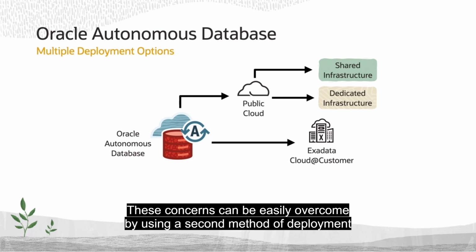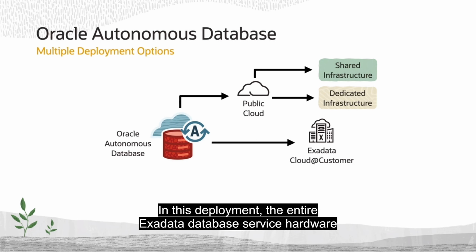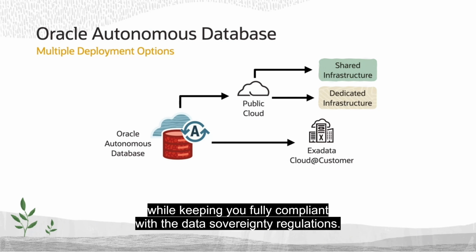These concerns can be easily overcome by using a second method of deployment, that is Oracle Autonomous Database on Exadata Cloud Customer. In this deployment, the entire Exadata database service hardware runs behind your own data center firewall. This addresses the network latency concern while keeping you fully compliant with the data sovereignty regulations.